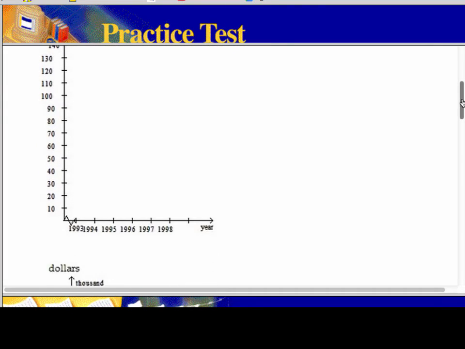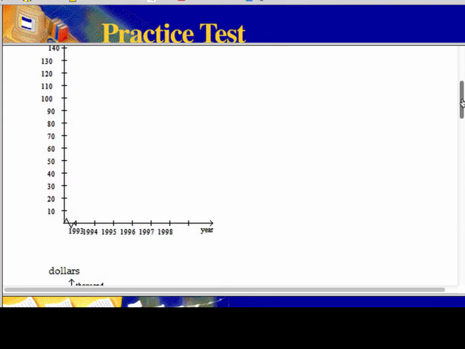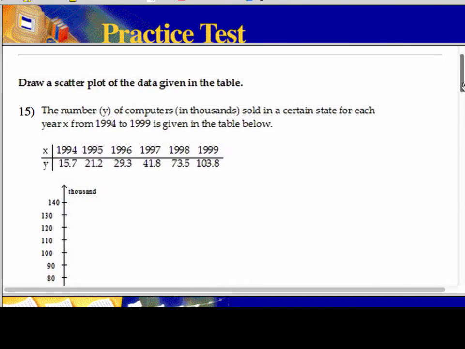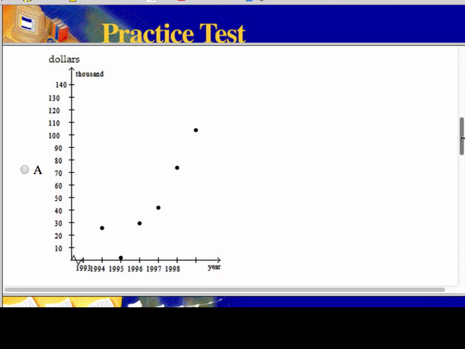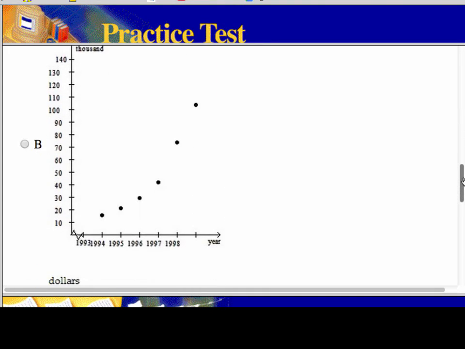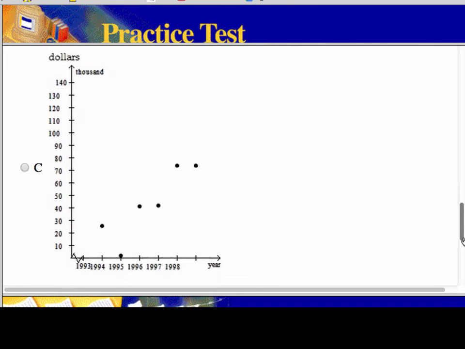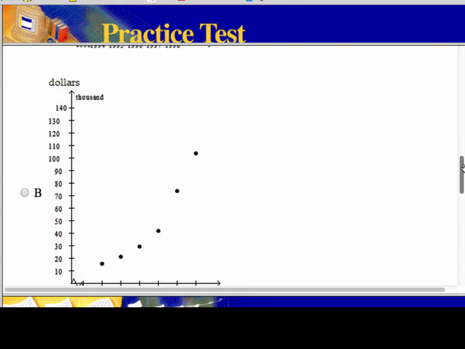So in 1994, this one's going to be kind of tricky to do. In 1994, the first point is 15.7. Now if we look at A, it can't be A because this is way higher. 15.7 is about here, right? So our first point should be here, so it's not A. We'll erase that off the list. What about B? Does that look like 15.7? What about C? No. What about D? Yes. So it's between B and D.